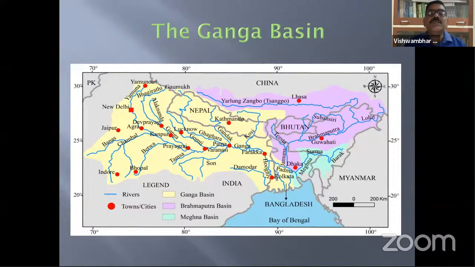And then I will just talk a little bit about the Ganga Basin. If you see, the Ganga Basin is one of the largest river basins in the world. And we have three basins here. One is Brahmaputra, and then one is Barak Meghna, and also the Ganga Basin. And if you see, the Ganga Basin is largest among them. And there are many states that are fully and partially covered by the Ganga Basin.